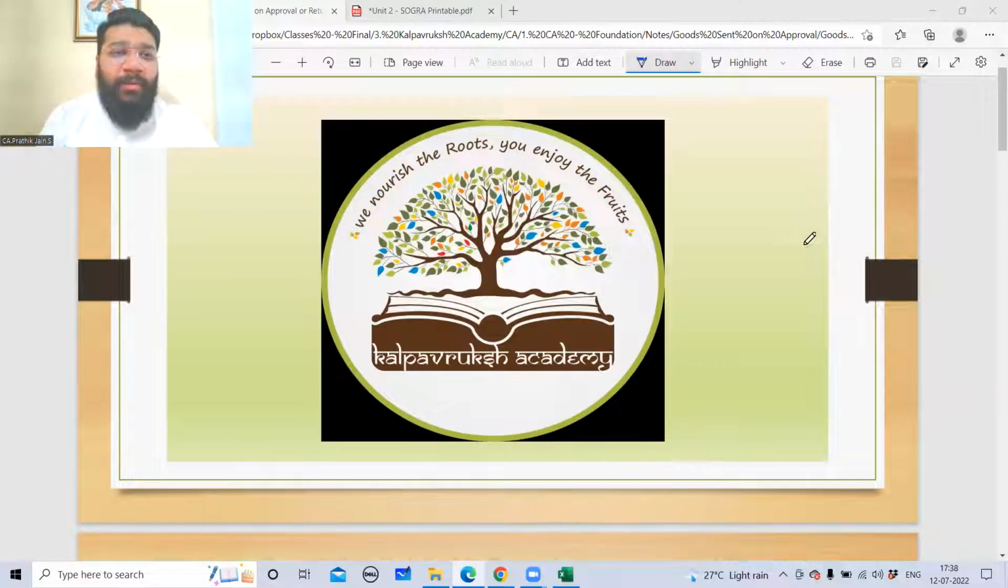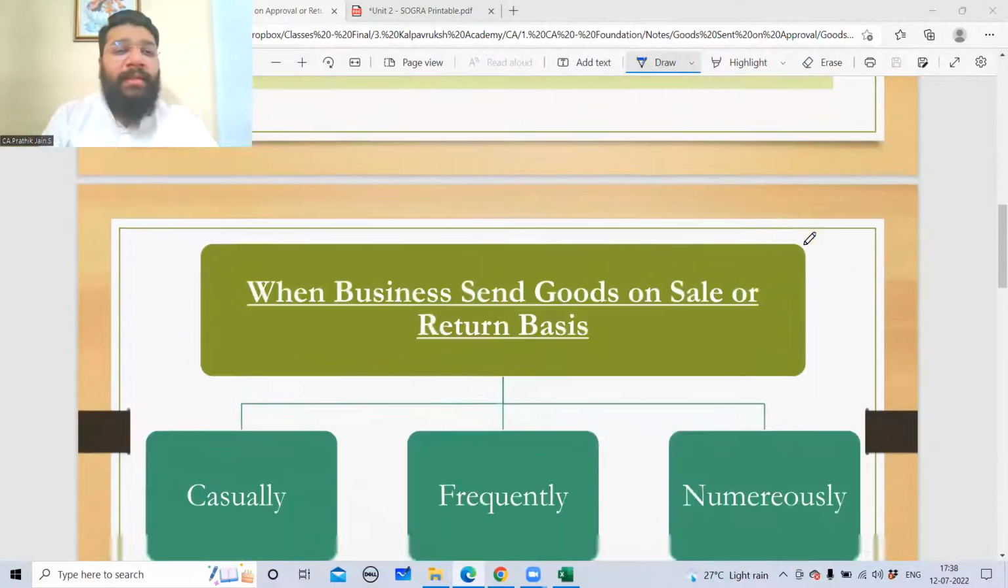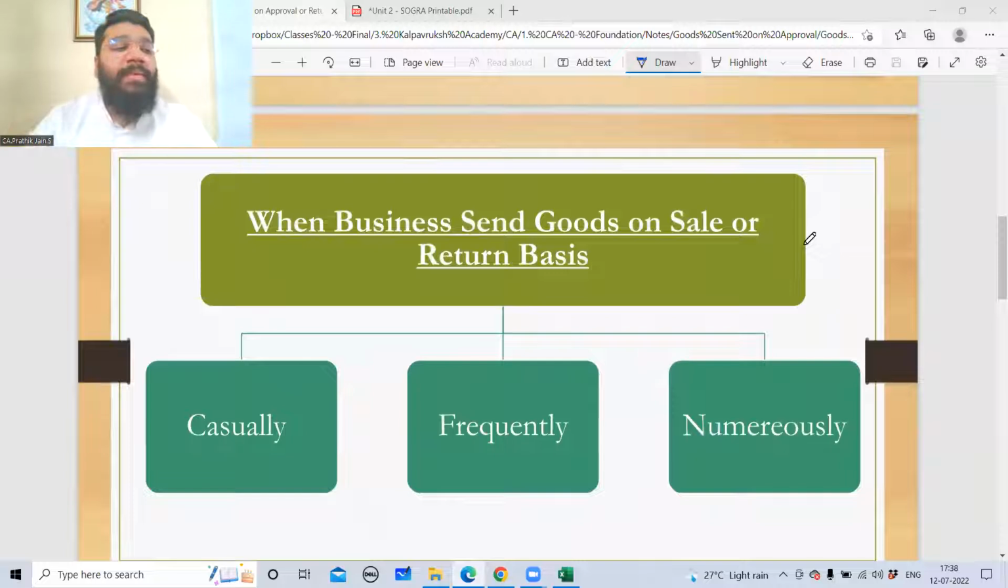So guys, we started with a new topic in the last class, which is goods sent on return and approval basis. We understood that there are certain business models wherein the business has to give an opportunity to the customer to return the product if they don't like it. This happens normally in e-commerce platforms, where the goods are sold online. There the option has to be given to the customers to return the goods if they don't like them, or if the goods do not meet their specification.